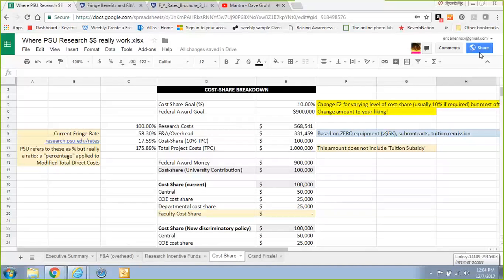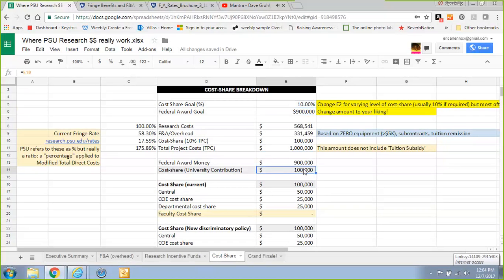Okay, last but not least, cost share breakdown. So I've gone with a pretty straightforward one. I stuck with having $1 million overall project cost this time instead of $1 million award up here to keep the numbers pretty easy to manage. But so you have the $900,000 federal award, and you're doing 10% cost share. So the university contribution down here is $100,000.